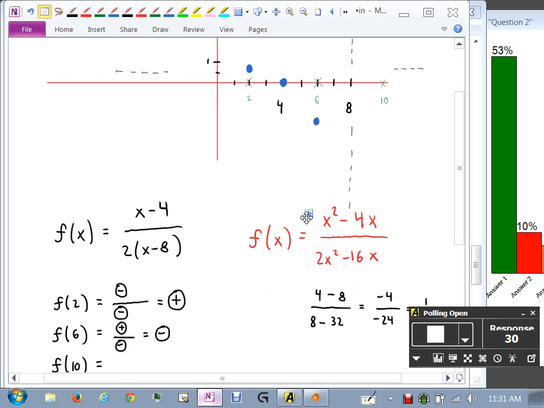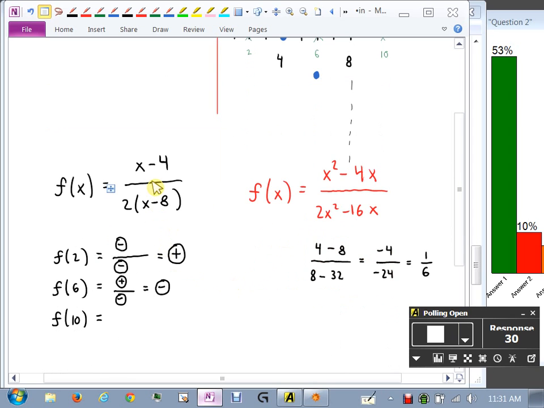And then on the last piece, 10, plug 10 in, you should get a positive on top, and you should get a positive on the bottom, which means that positive divided by positive is positive. 6 got plugged in here. 6 minus 4 is 2. 2 is a positive number, so I'm saying the top is positive. 6 minus 8 is negative 2. 2 times negative 2 is a negative number. So the bottom is negative. But a positive divided by negative is negative.